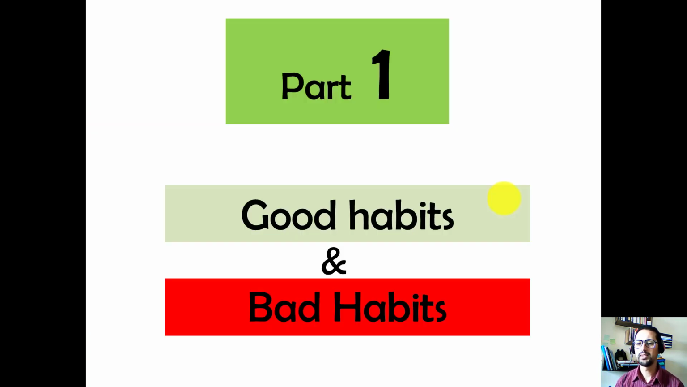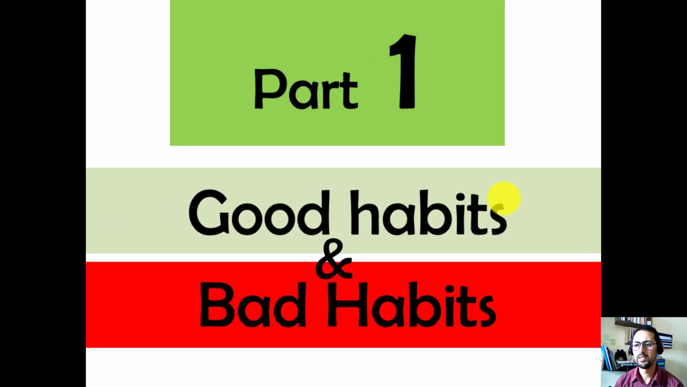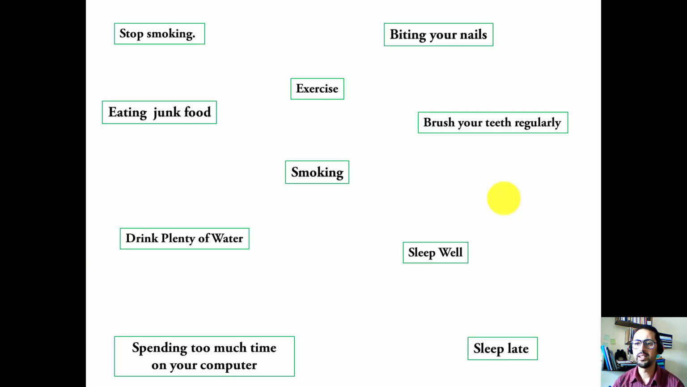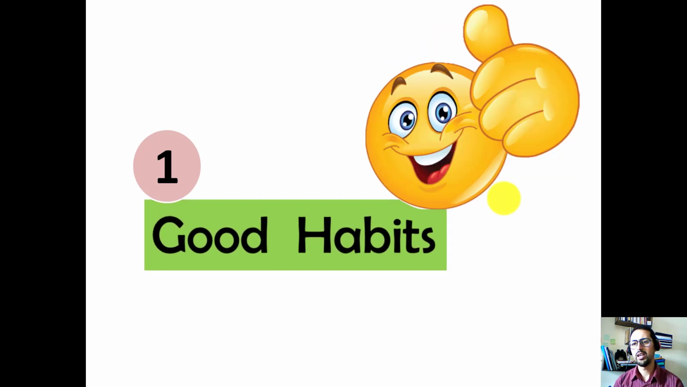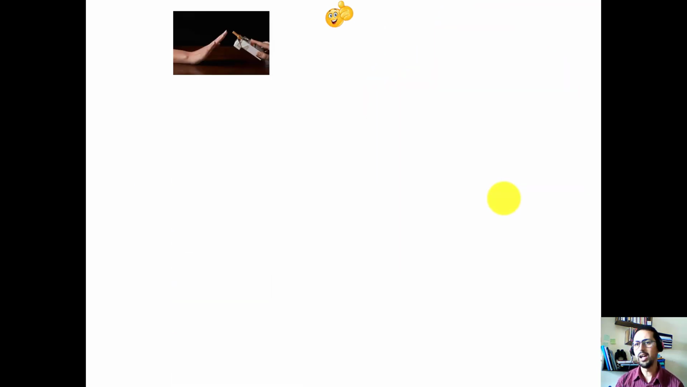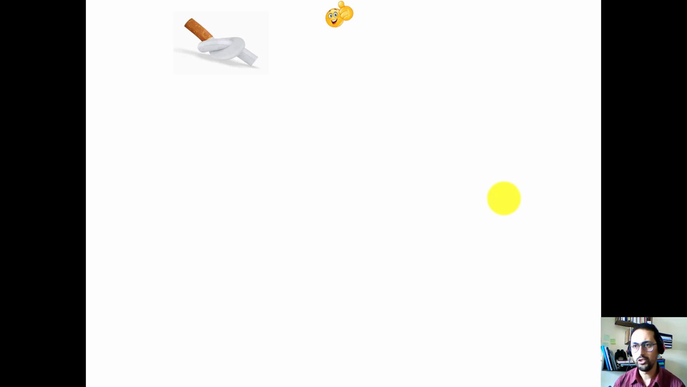So let's start with the good habits and bad habits. Look at the words and expressions here in front of you. I am sure you know most of these words and expressions. Well, I want you to see which ones are for good habits and which ones are for the bad habits. Ready? Great. So here, the words and expressions in green are for good habits, and the ones in red are for bad habits. So let's start with the good habits. Here we are going to see some pictures, and you are going to describe what you see.